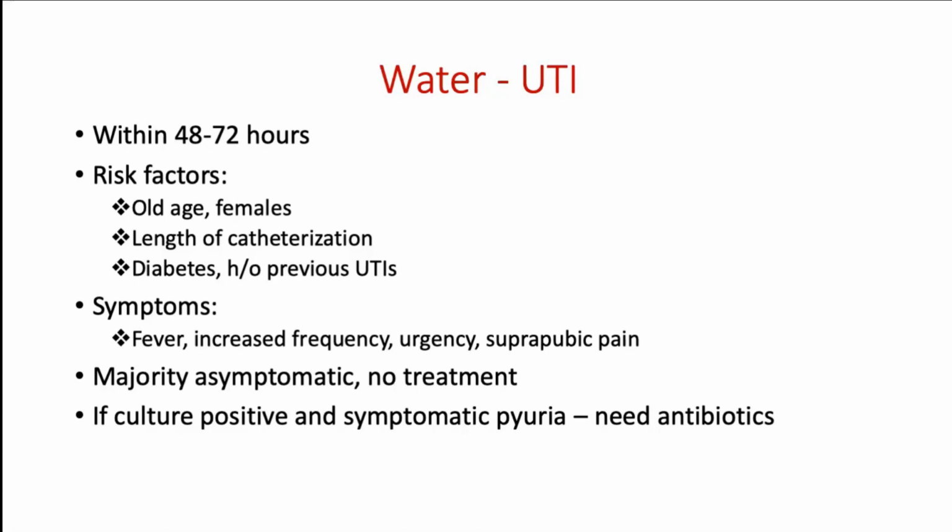So the symptoms include fever, increased frequency, urgency, or suprapubic pain. Or the patient may complain of burning micturition if the catheter has been removed. If it has not been removed, there may be pain in the periurethral area. The majority of the patients remain asymptomatic. Once the catheter is removed, the symptoms subside.